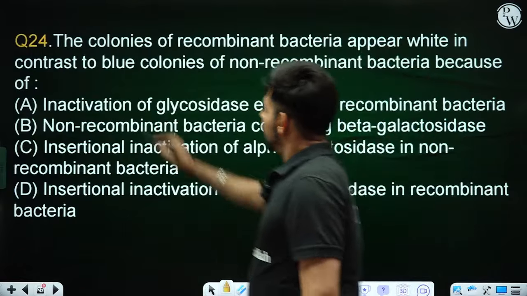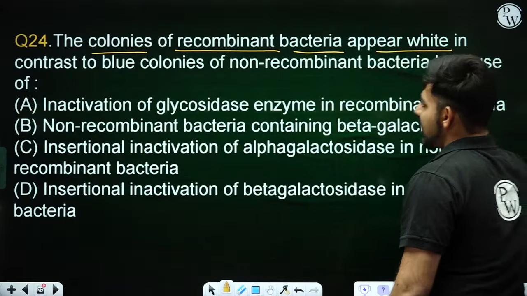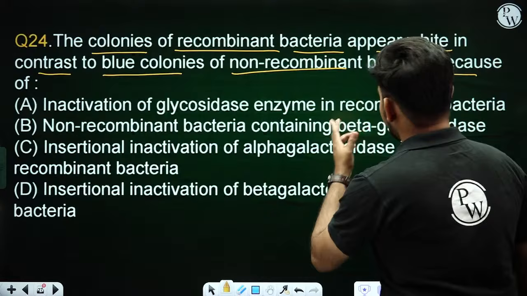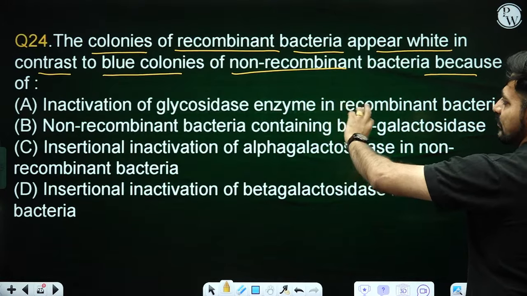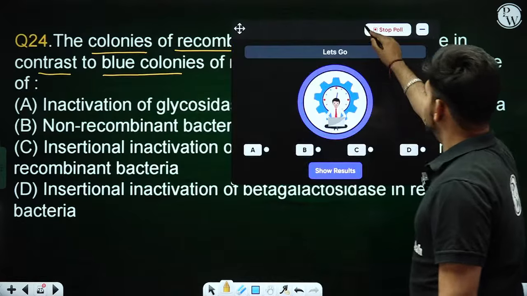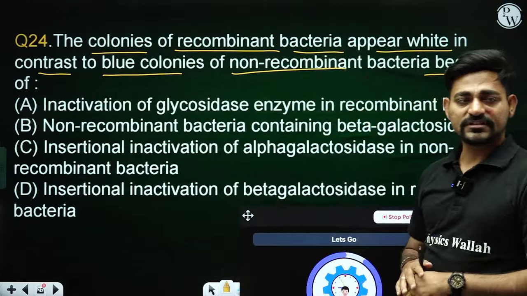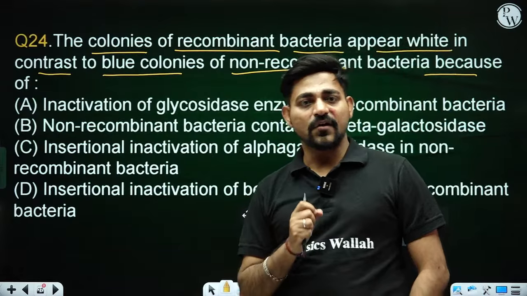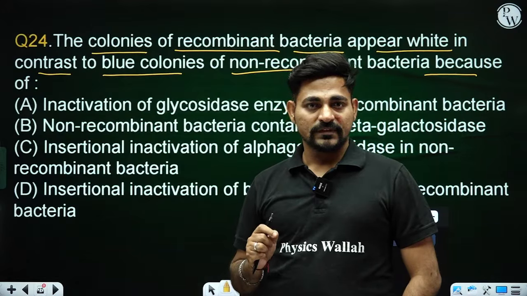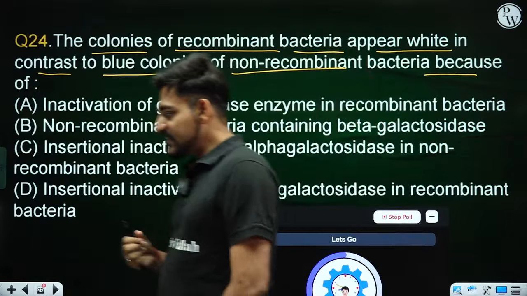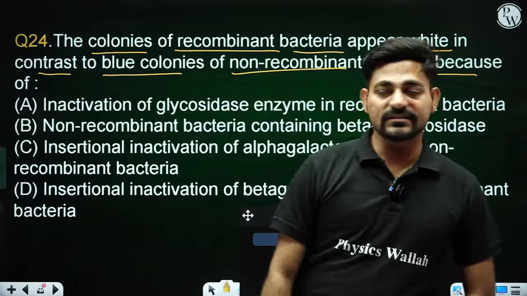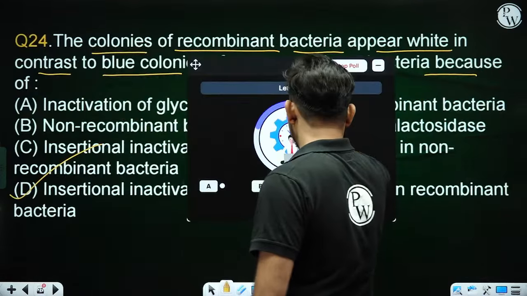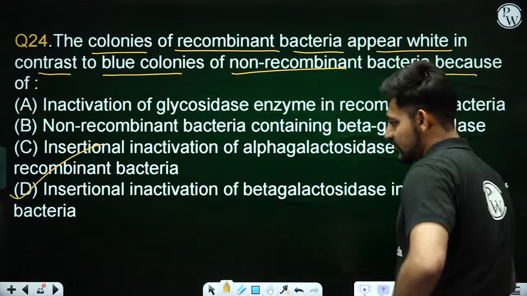Coming to the next question, the colonies of recombinant bacteria appear white in contrast to blue colonies for non-recombinant bacteria. So colonies of recombinant will appear white and the non-recombinant will appear blue because of which of the following reasons? Already we had discussed a similar kind of question. I think you can answer easily. The mechanism is called insertional inactivation, right? It's about that lacZ gene and the beta-galactosidase and the interaction with the chromogenic substrate. Okay, so option D is saying insertional inactivation of beta-galactosidase in recombinant bacteria. Absolutely. So most of you have given the right answer.